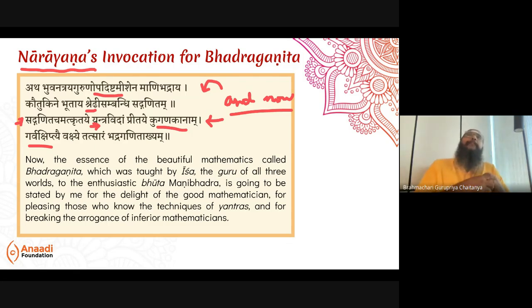There, if you want to challenge someone very well, somebody who is not a great Ganaka is coming and challenging you in the court. Ku Ganakanam. Su Ganaka is there, now Ku Ganaka is there, inferior mathematicians. Ku Ganakanam Garvakshiptyai. In order to thwart the Ahankara or the Garva of someone, a mathematician who is not so great, a presumptuous mathematician. You will see even such a Bhaskaracharya taking this at some point in time. Vakshye Tatsaram Bhadraganitakyam. You say very, very interesting. One of the interesting motivations, and Mangalacharana to begin a domain of knowledge.